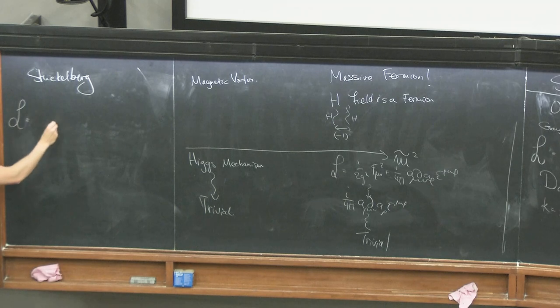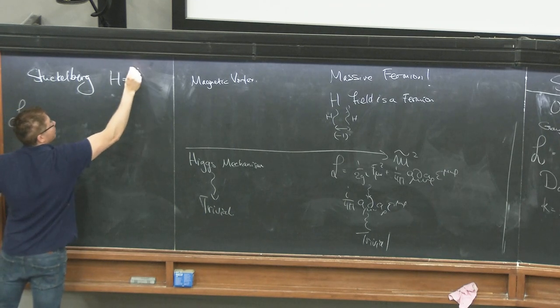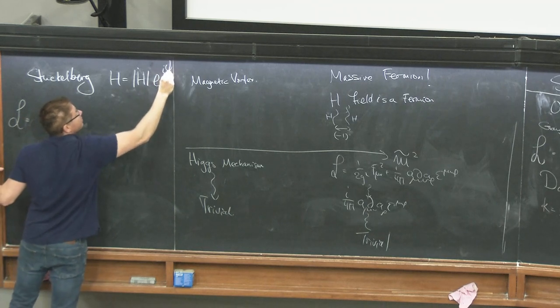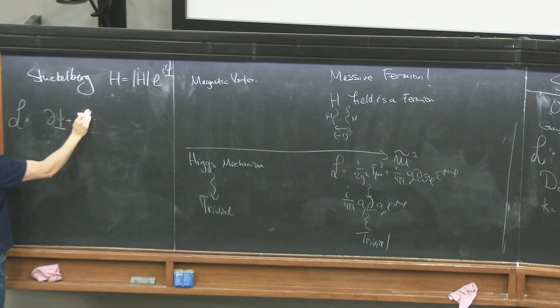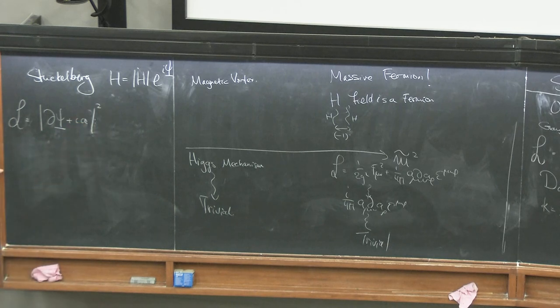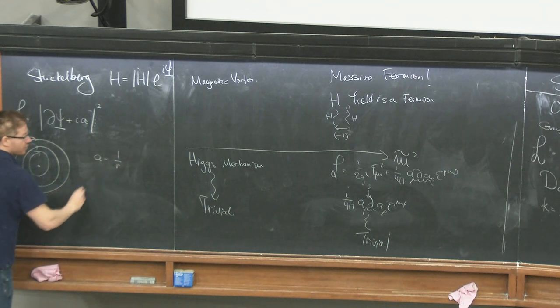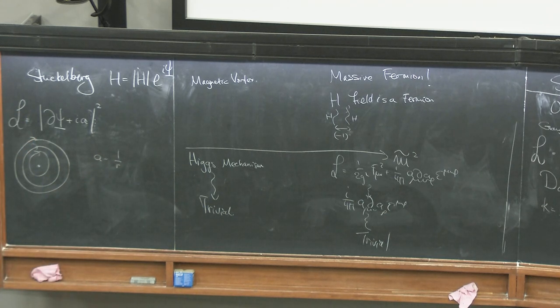So the Lagrangian was, let's say that H, we wrote H as absolute value of H times e to the i psi. That was our notation for H. And then we wrote an action that looked like (d psi plus i A) squared. This was our Stueckelberg action. And then I told you that you can then create vortices where psi has some vorticity around some point, which is the core of the vortex. And to cancel the energy at long distances, we adjust the gauge field A to be 1 over R. And that's how we create finite energy, approximately localized magnetic vortices.